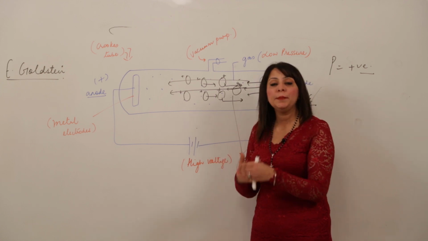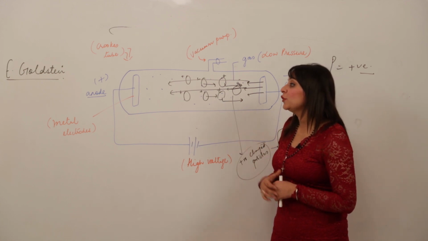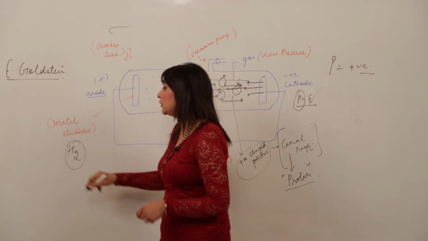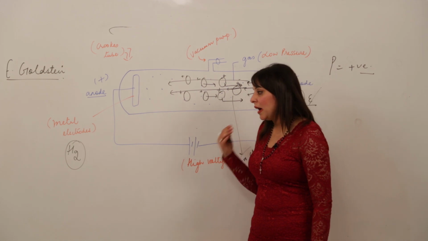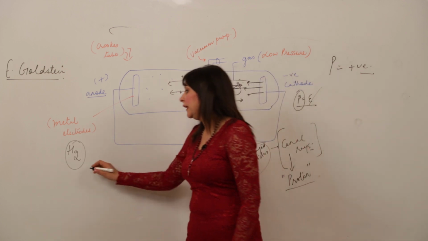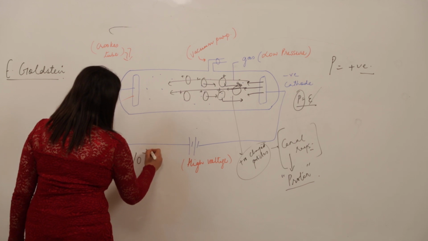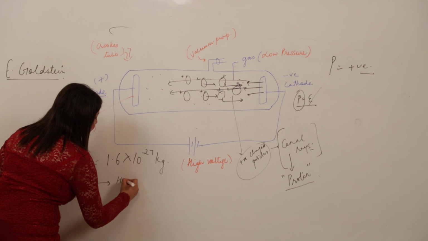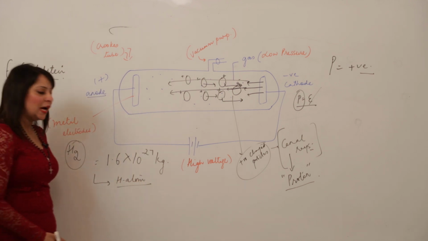So it was found to be different for different gases. When further experiments were performed, E. Goldstein found that it was minimum in case of hydrogen gas, when hydrogen was taken in the Crookes tube. So the mass of hydrogen was considered as the mass of the proton, that is 1.6 into 10 raised to power minus 27 kg, which is almost similar to the mass of the hydrogen atom.